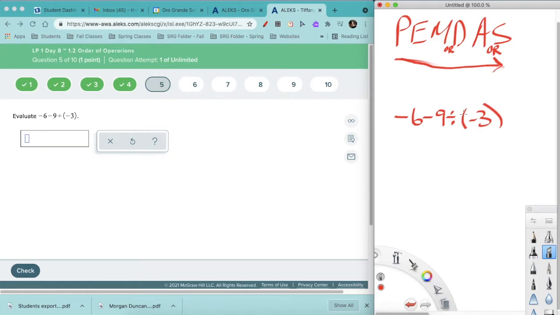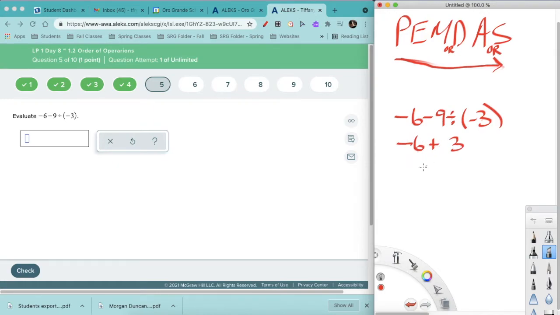So I'm going to write minus 6. I can't do anything with it yet because I have to deal with this division first. So I have negative 9 divided by negative 3. When I'm multiplying or dividing, 2 negatives make a positive. Okay, so now it's just 9 divided by 3, which is 3. Negative 6 plus 3. So this is another tricky one for students because we're adding and subtracting integers that are opposite each other. So I have negative 6, and I'm adding 3 to that.